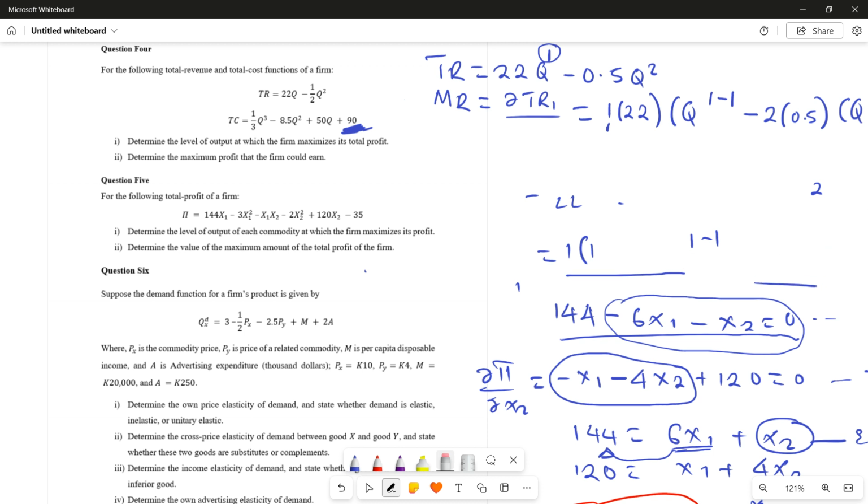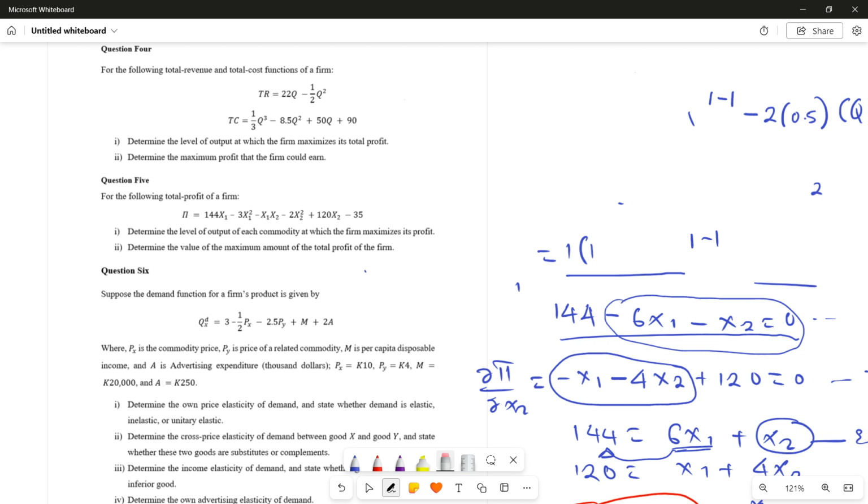Great. So for the second part, I will not solve. The second part is saying determine the value of the maximum amount of total profit of the firm. For this one, we know what x1 is. We also know what x2 is. So just substitute. Where there's x1, put the value. Where there's x2, put the value. And use a scientific calculator and solve. Okay? Use a scientific calculator and solve. Not any other.